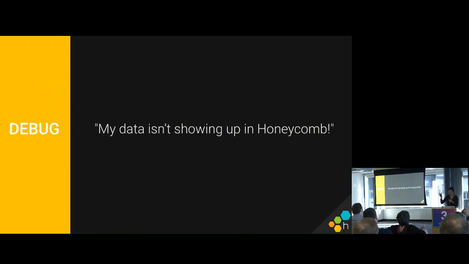All right, I promised an example. Honeycomb is, at its core, a query engine. You send us data, we try to make it queryable within a second. And so if someone comes to us and says, my data's not showing up, this is a big problem. We're like, oh, okay, goodness, like, why?